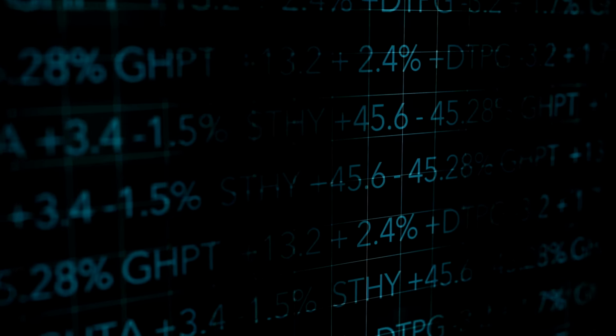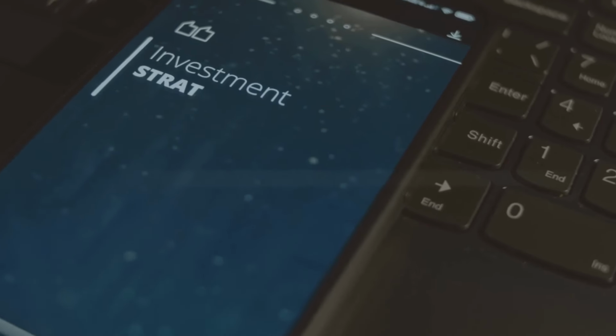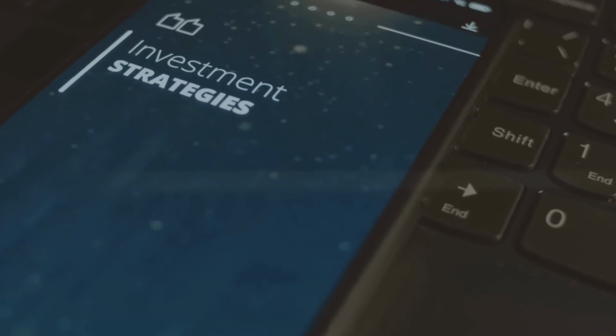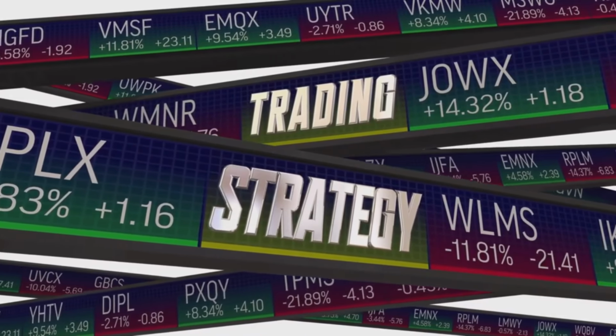For example, ETF investment strategies include buy and hold investing, dollar cost averaging, asset allocation, sector rotation, swing trading, leveraging, short selling, hedging, dividend investing, thematic investing.